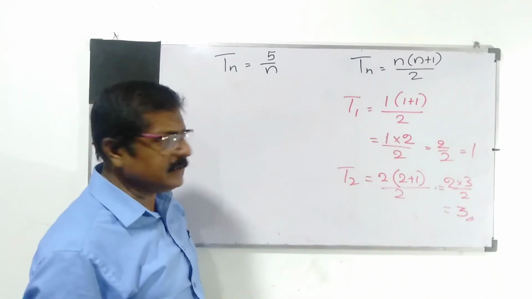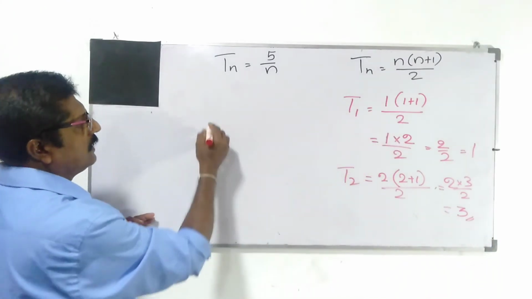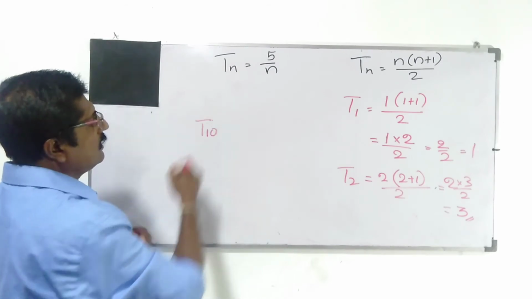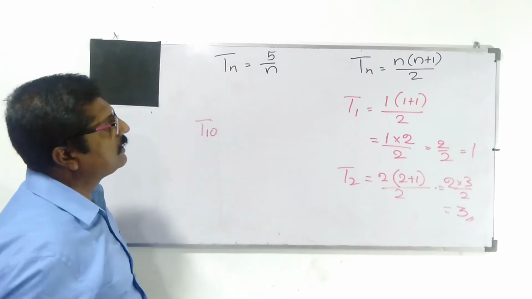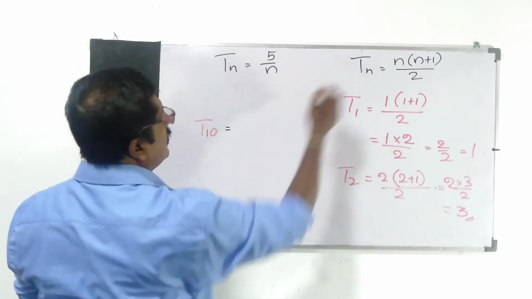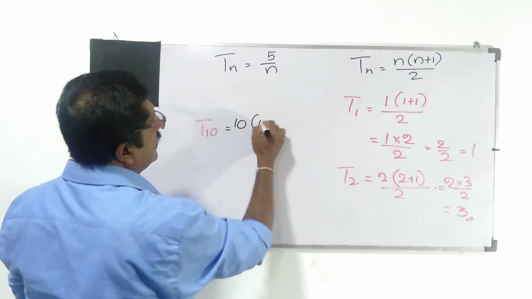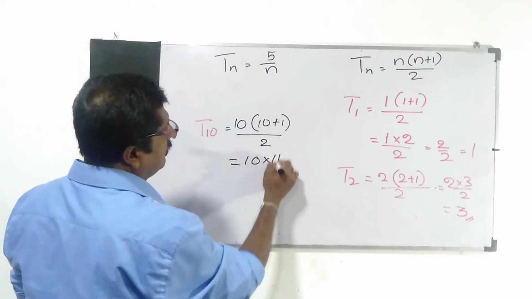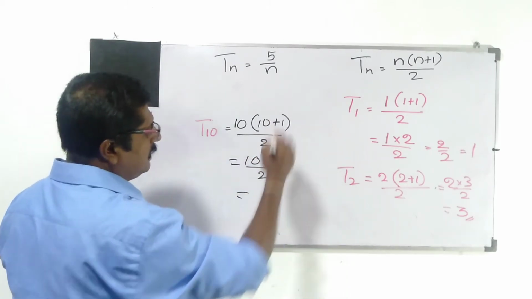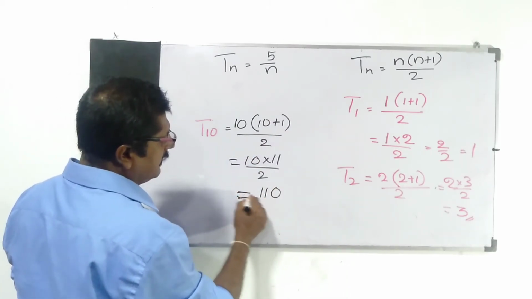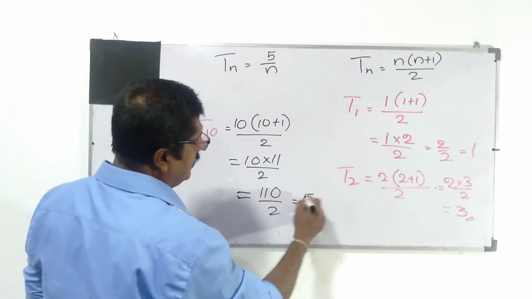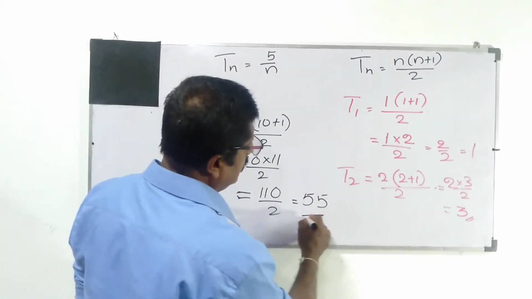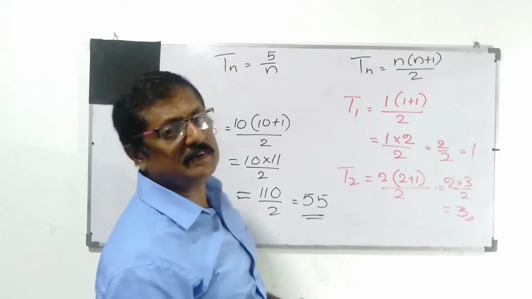Let's find the 10th term of this pattern, T10. In the place of n we are putting 10. 10 times (10 plus 1) divided by 2 equals 10 multiplied by 11 divided by 2. How much is 10 multiplied by 11? That is 110. 110 divided by 2 equals 55. That is the 10th term of this pattern.